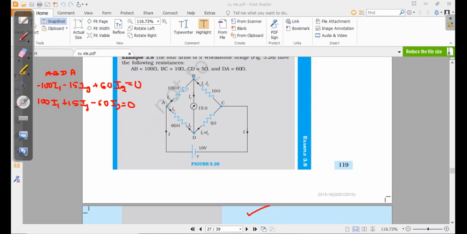Looking at the ADCA loop, here also we get IG. Therefore there is another loop we are getting. So in total, three loop equations come. Okay, here we can see that.